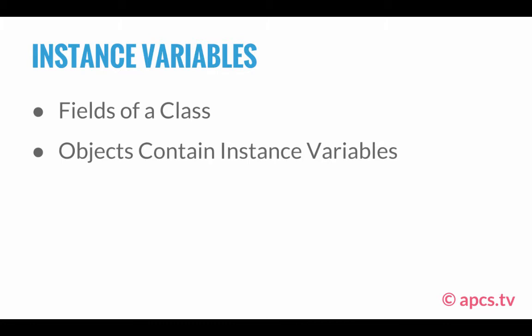Next, let's look at instance variables. Instance variables, as I mentioned, are the fields of the class or the data or the attributes of the class. And then these objects contain these instance variables. So back to the pencil blueprint. The blueprint for the pencil could contain the color yellow, it could contain a length of 5 inches or anything.